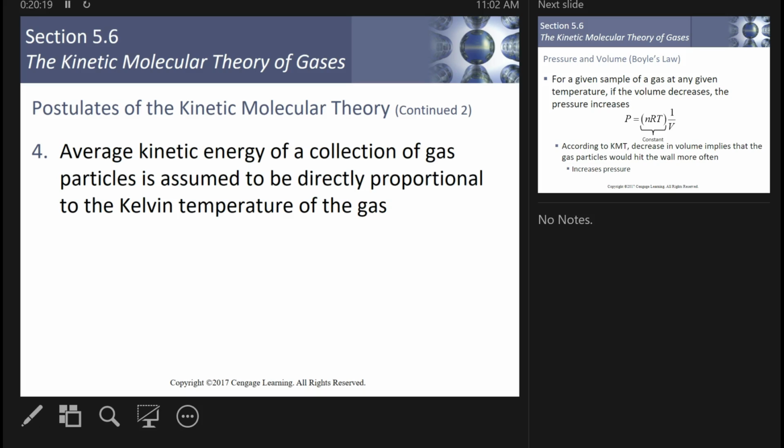All of this on the PowerPoint. Average kinetic energy is directly proportional to Kelvin temperature. When you're measuring temperature, you're really just measuring the average kinetic energy of the particles. That's all you're measuring.